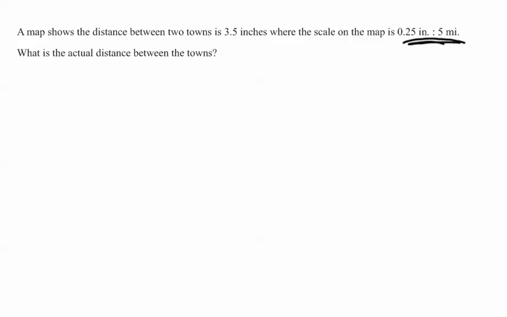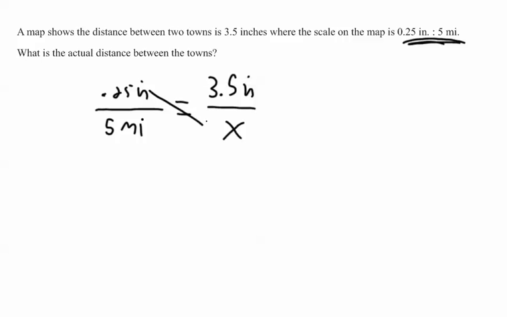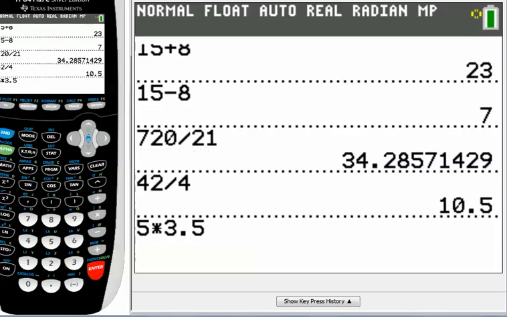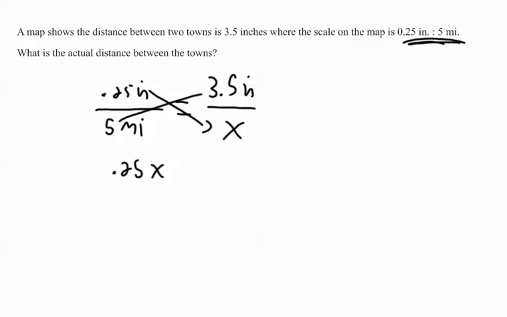You can write it as 0.25 inches per 5 miles, or a rate, equals 3.5 inches per x. So now you can cross multiply. You get 0.25x, and then 5 times 3.5, which is 17 and a half. So 0.25x is equal to 17.5.